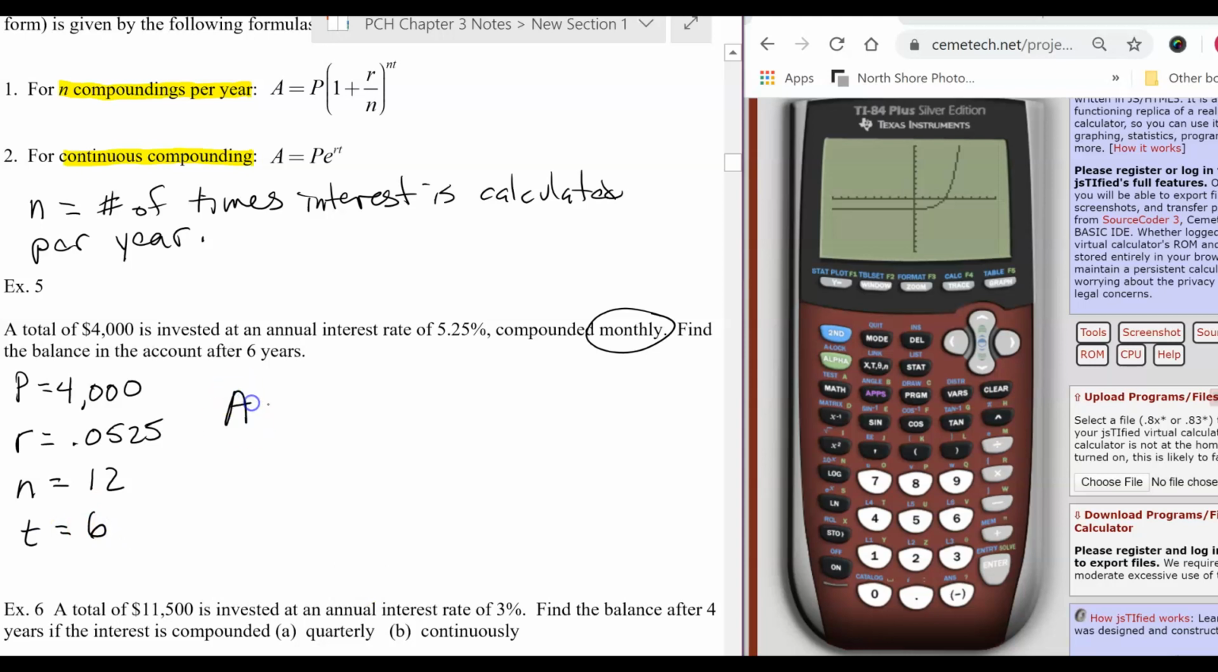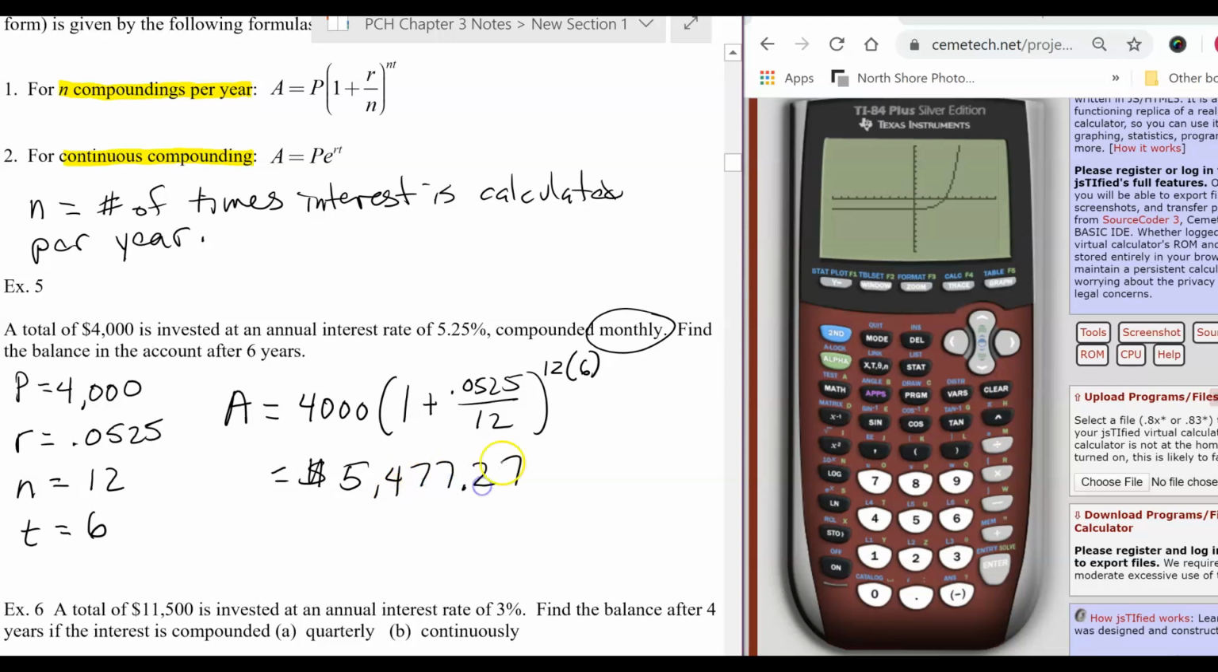So I know that the amount I have after those 6 years is going to be 4,000 times 1 plus 0.0525 divided by 12 raised to the 12 times 6. And if you want to go ahead and pause the video and plug that into your calculator to make sure you're doing the calculation correctly, feel free to do that. But you should get $5,477.27. Okay, so that's compounded monthly.